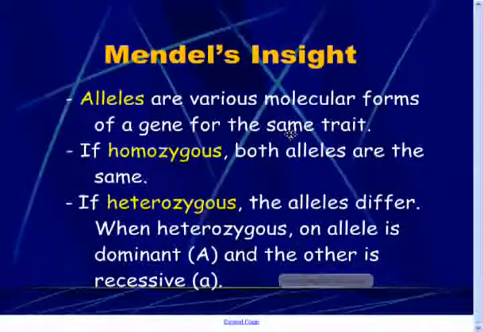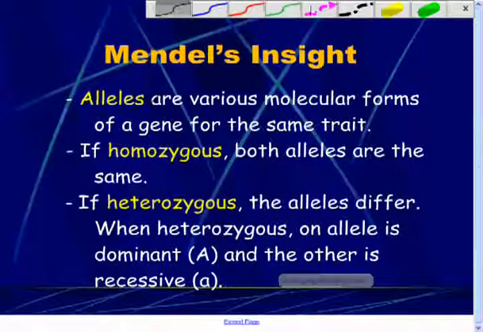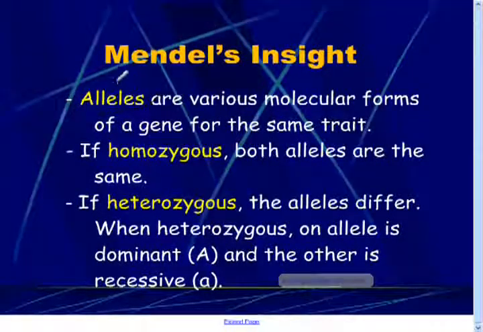There are a couple of important vocabulary words I think that you probably need to be familiar with, and the first one here is allele. The word allele refers to the various molecular forms of a gene for the same trait. Now, when you see the word allele, you need to think letters.